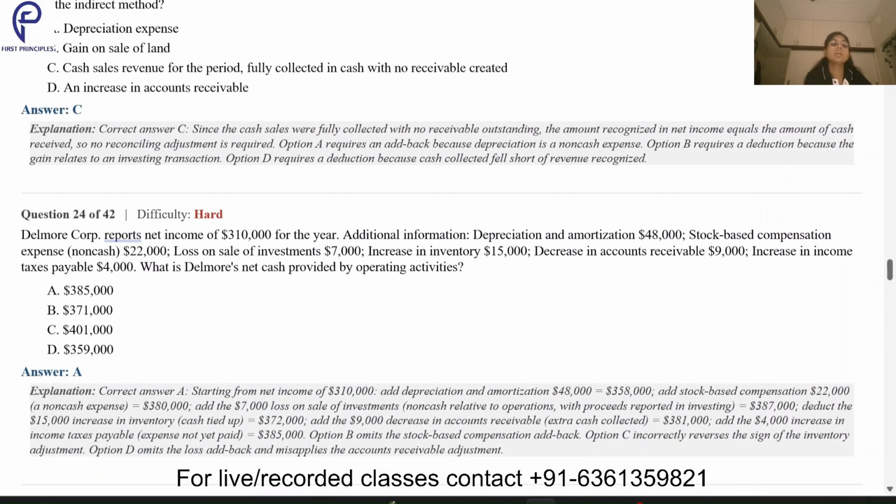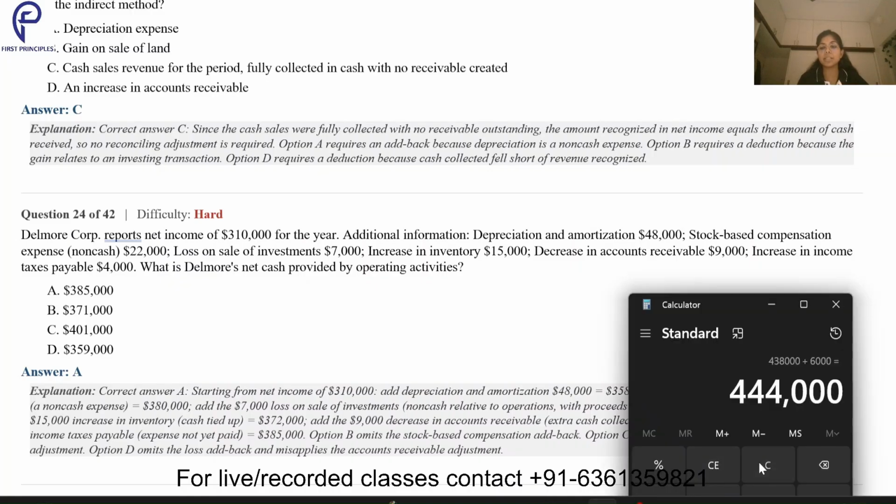Question number 24. Delmore Corporation reports net income of 3,10,000 for the year. Additional information is given over here. So the last line says that we have to calculate the cash provided by the operating activity. Let's open our calculator and do this question on there. So net income is given over here clearly.